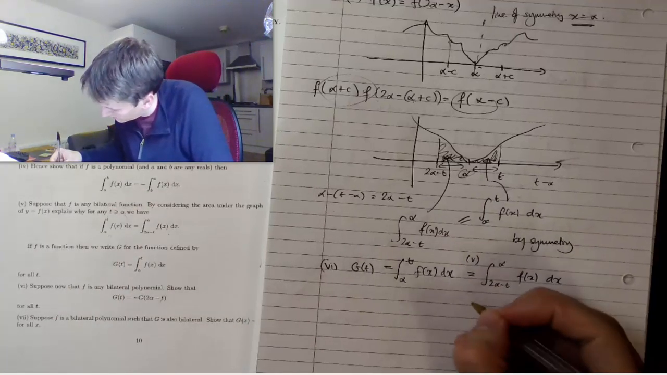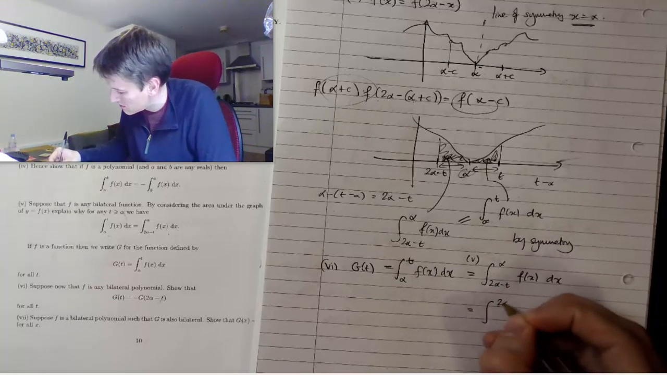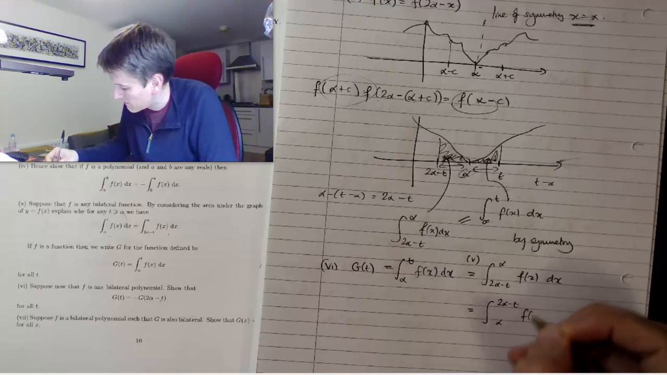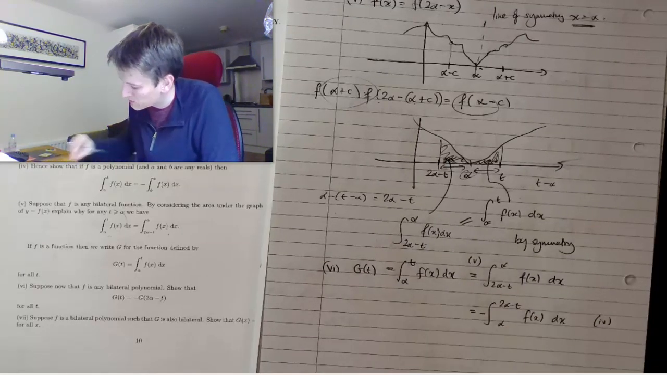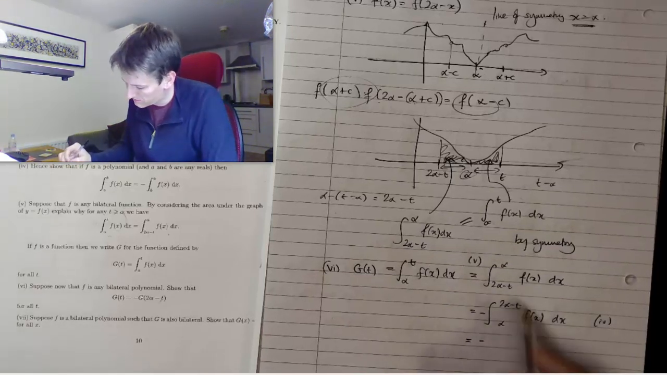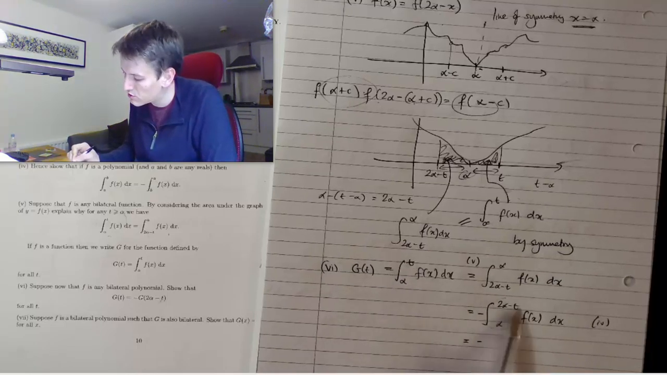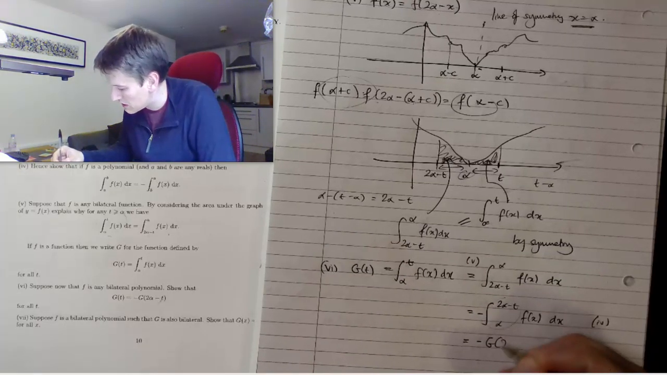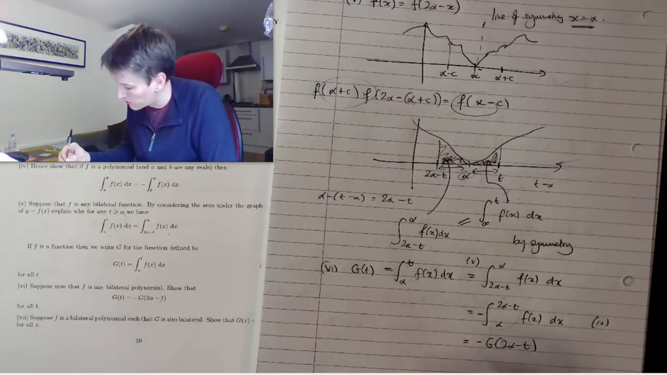we proved that if I take a polynomial and I want to reverse the limits, all I have to do is put a minus sign in front of it. So if I change the limits, the whole thing becomes negative. And now this is exactly the definition of g, but instead of t, I've got 2 alpha minus t, so this is g of 2 alpha minus t, and that's exactly what we wanted to show.